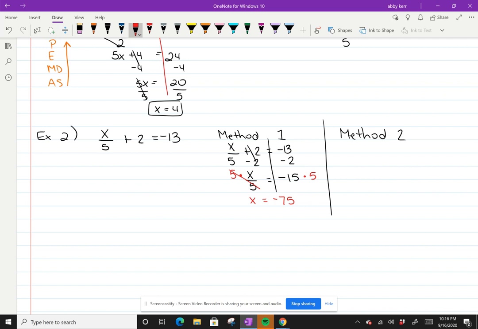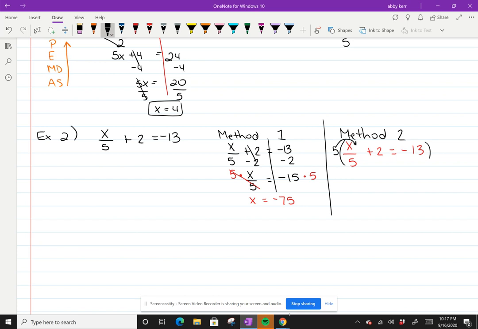All right, method 2. I've seen a few students want to do method 2 because they do not like any fraction, and that's okay. So in the denominator, we see a divide by 5. We see a 5. So you could multiply every single item by 5. Now, students that choose method 2, you got to make sure that you multiply every single thing by 5.